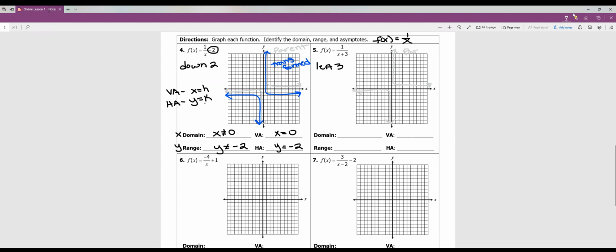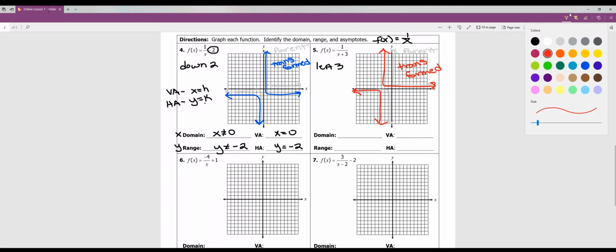Now, it's going to look exactly the same. I'm just going to shift to the left 3 units. So again, 1, 2, 3, shifting 3 units to the left. And with the bottom one as well, I'm going to shift 3 units to the left. All right, so here is our transformed function in red.